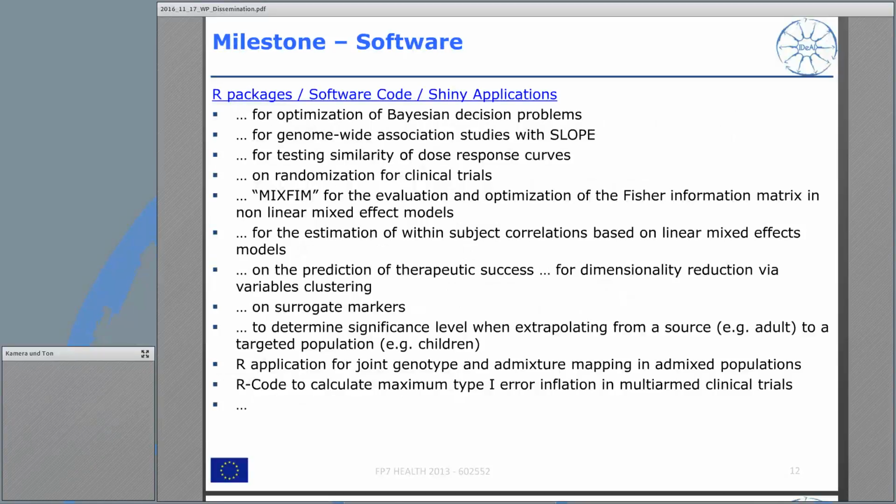Nowadays, it would be a pity if new methods were not applied simply due to missing software. So a real milestone is freely available software, where you can see a list on slide 12. To make it more understandable, for example, the R package on randomization is supported by a YouTube video illustrating how it should be used. You may have a look at this video of Diane afterwards.